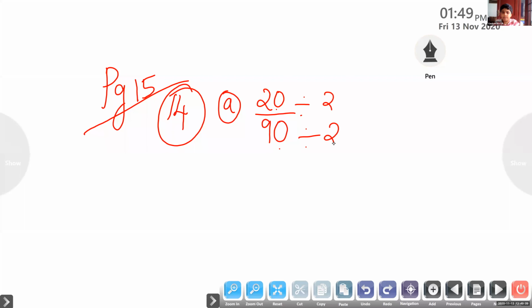Yes, Adil, tell me what's 20 divided by 2. Unmute and speak. Yes, ma'am, 20 divided by 2? 2 times which number is 20? 10. Okay. Now divide 90 by 2 and tell me the answer. Divide 90 by 2.